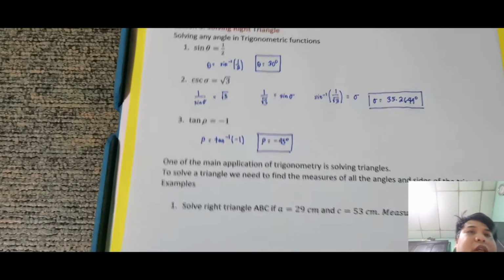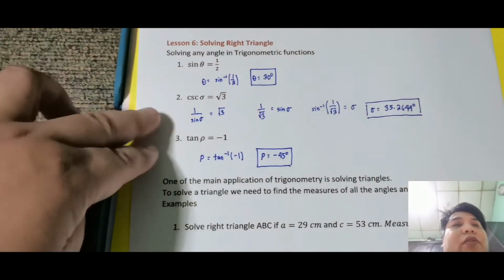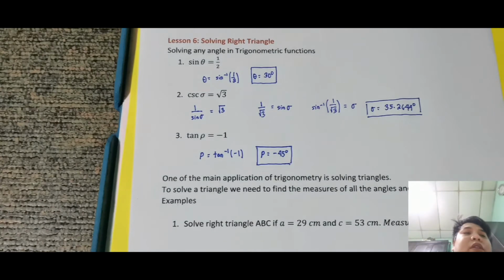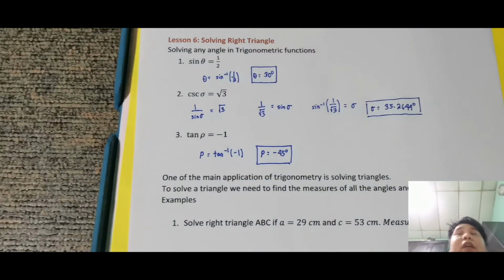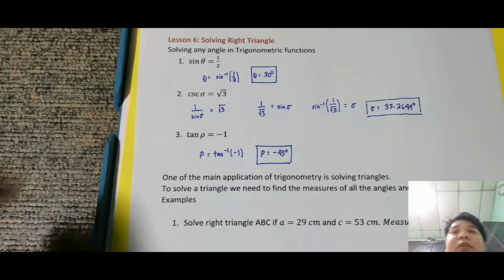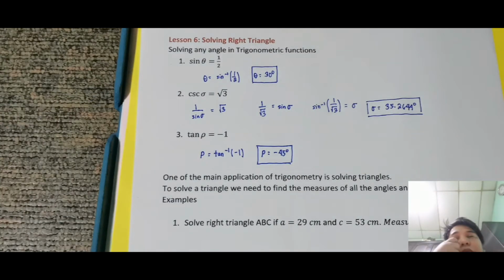Okay, so proceed tayo sa ating topic. Again, tinuro ko to just to ensure na matutunan nyo paano kumuha ng angle. Kasi marunong ka na kumuha ng side ng right triangle. So side ng right triangle, anong gagamitin mo? Pythagorean theorem. Okay, so ngayon, dahil kaya mo nang kunin yung angle, kaya ko nang kunin yung sides ng ating right triangle, therefore kaya ko nang kunin yung mga parts ng triangle natin.